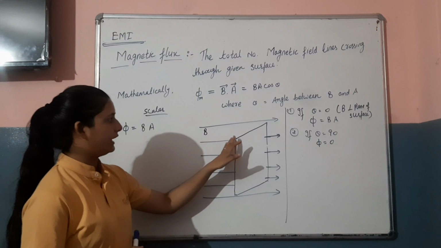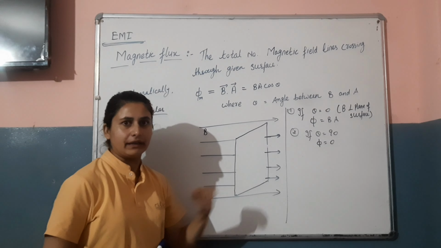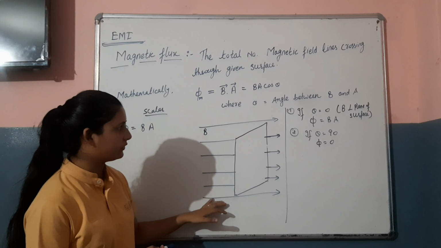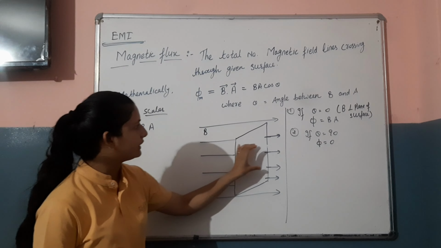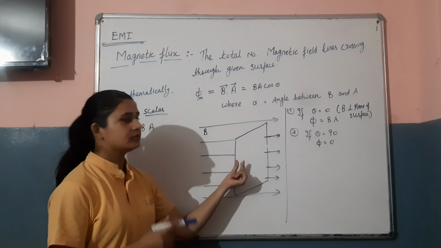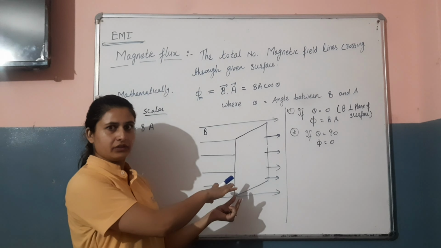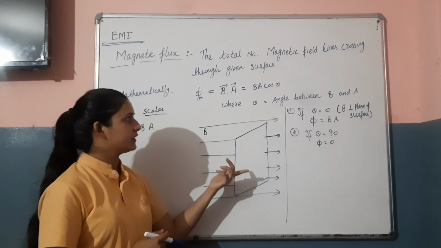So suppose we have a plane surface in a uniform magnetic field. Here 6 magnetic field lines are there and only 4 magnetic field lines are crossing through this surface. So the number of magnetic field lines which are crossing through this plane surface are called flux. So here the value of flux is 4.